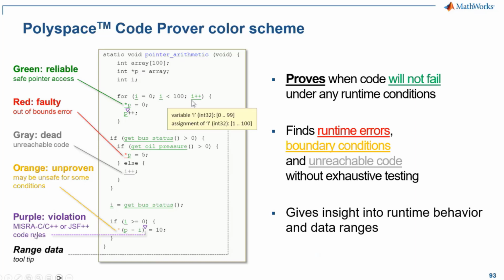Even if Polyspace is a static code analysis tool, it also provides you some range data tooltips that are very helpful when you are dealing with data and control flow analysis. So Polyspace is able, for each line of execution, to give you exactly the interval in which the variable operates. That's the color scheme for Polyspace. That's just a little bit of introduction about static code analysis and how it applies with our Polyspace tool.